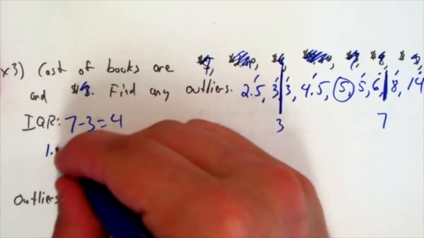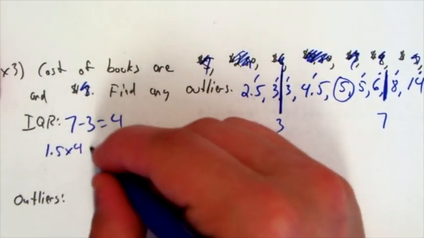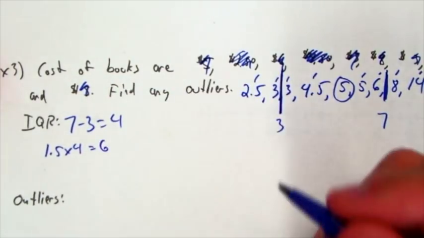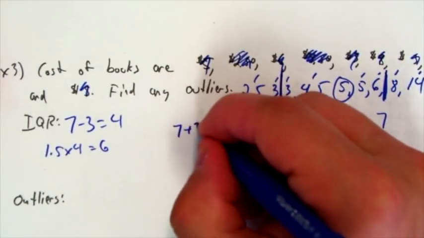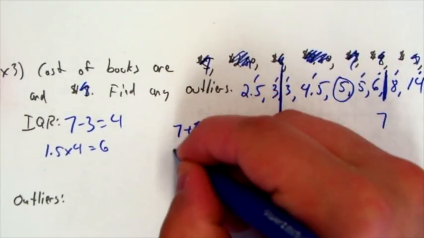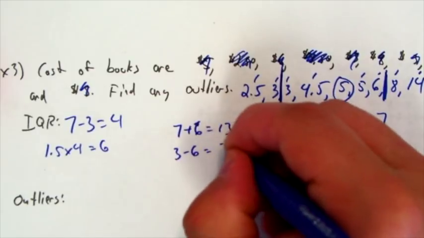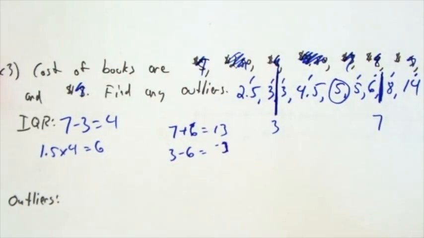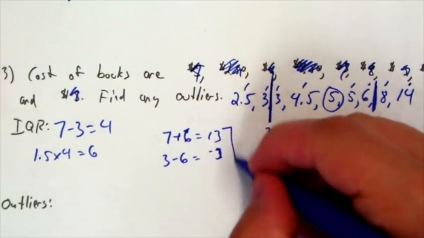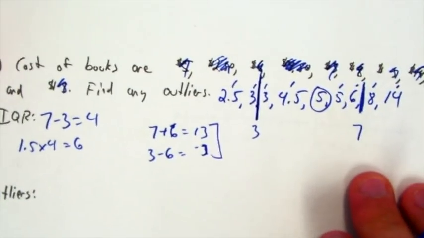Same thing we did above. We're going to do 1.5 times 4, and that equals 6. We're going to do 7 plus 6 is 13, and 3 minus 6 is negative 3. So these are the constraints that our data can fit into.